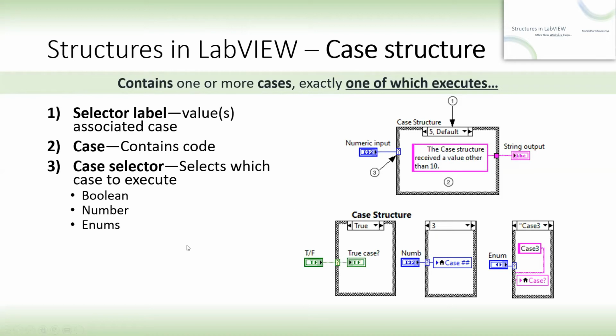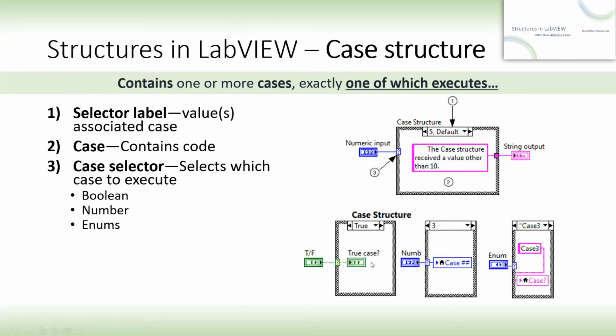For example, here you see I use the case selector as a boolean, so it has only two values, true or false. If I see the cases, there will be only two cases, one for the true case and one for the false case. So I will have two types of code written inside this, one for the true case and one for the false case.